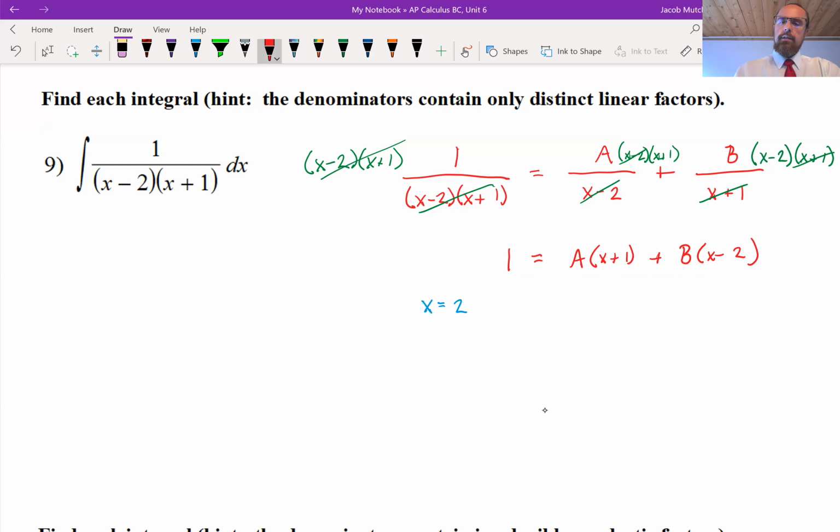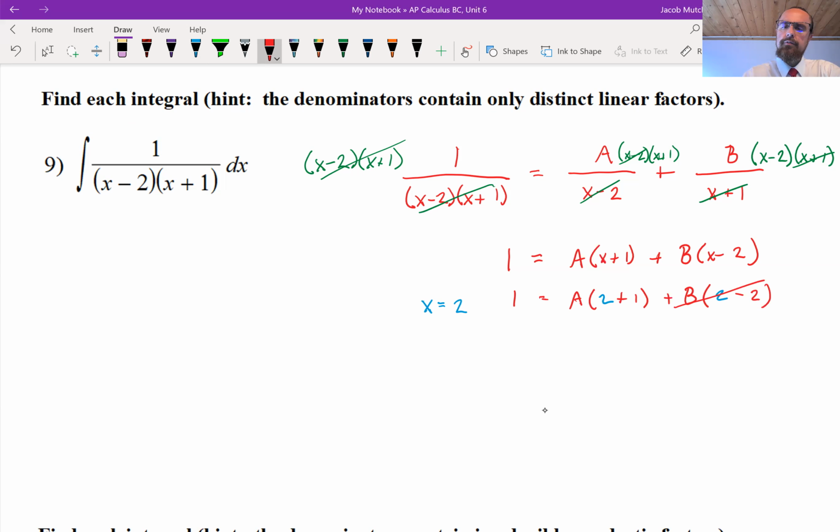So let's see why that's going to help us. That's going to be 1 equals a times 2 for x plus 1, plus b times 2 minus 2. And that 2 minus 2 becomes 0 times b. That whole b term vanishes.